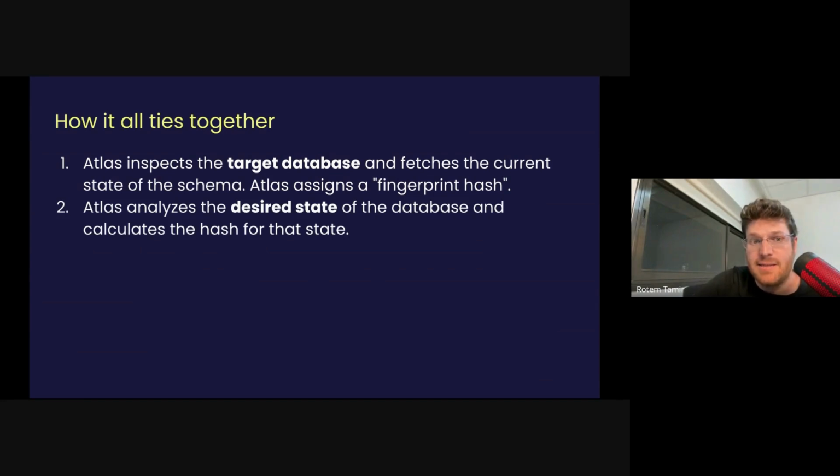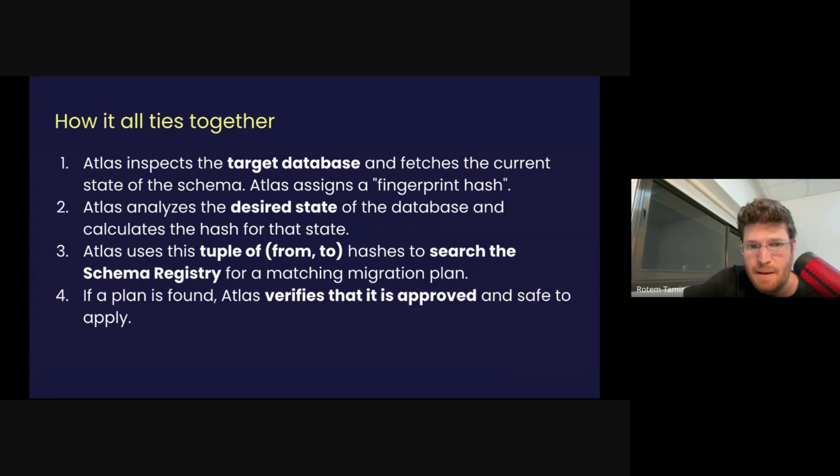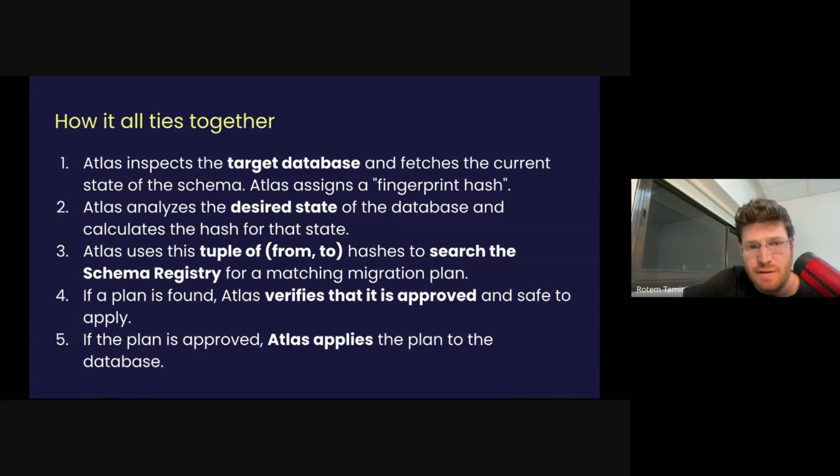Then Atlas analyzes the desired state. This is where we want to get to, and assigns a hash to that. Now we have a tuple from hash to hash. Atlas uses this tuple to search the schema registry for a matching migration plan. If a plan is found, Atlas verifies that it is approved. As we say, plans can exist in the registry in a pending state that is not deployable. Atlas verifies that the plan is approved, and if everything is okay, it moves forward with executing the migrations on the database.